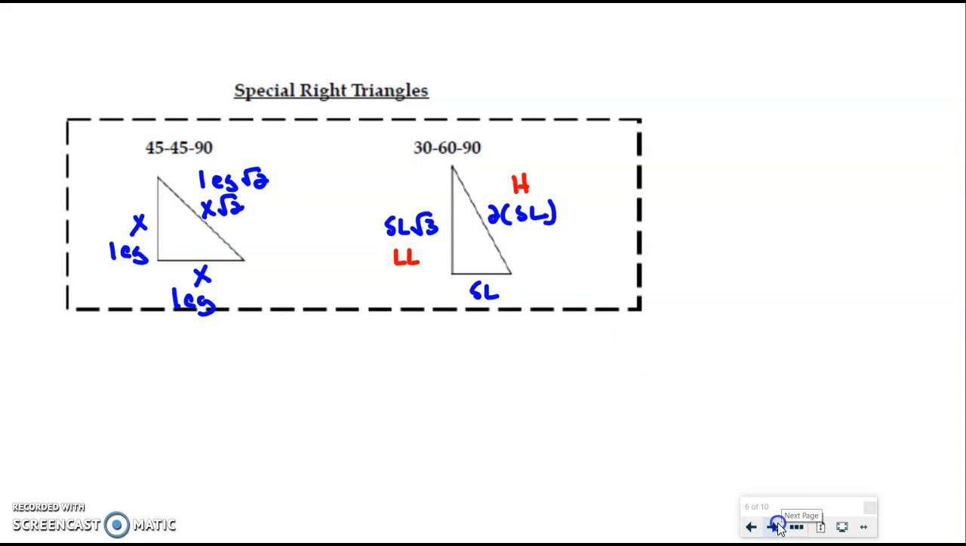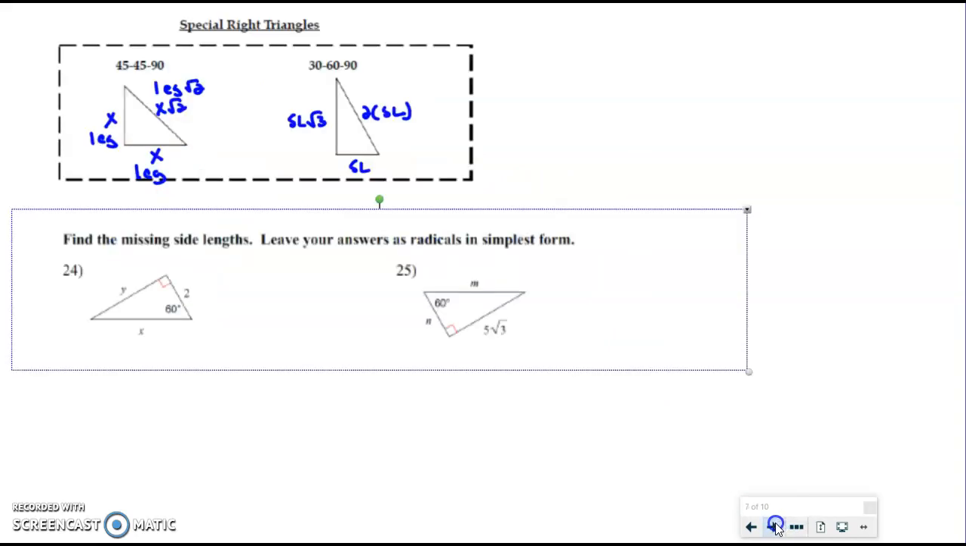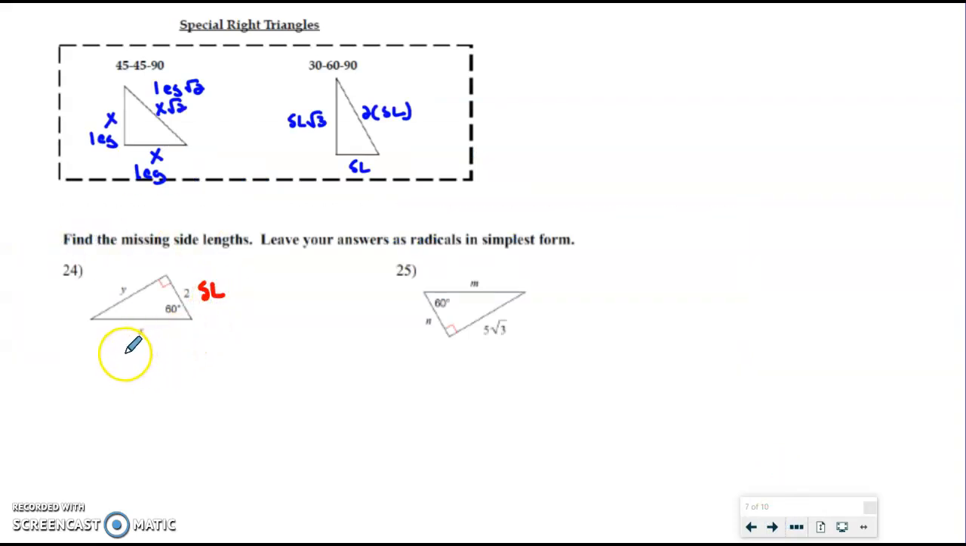So let's look at that 30-60-90 triangle for a second, and we're going to dig into some examples here. I look at this picture, I know that this is my short leg, this is my hypotenuse, and this is my long leg. Because I know this is my long leg, I know it's my short leg times the square root of 3. And I know my hypotenuse is twice my short leg.